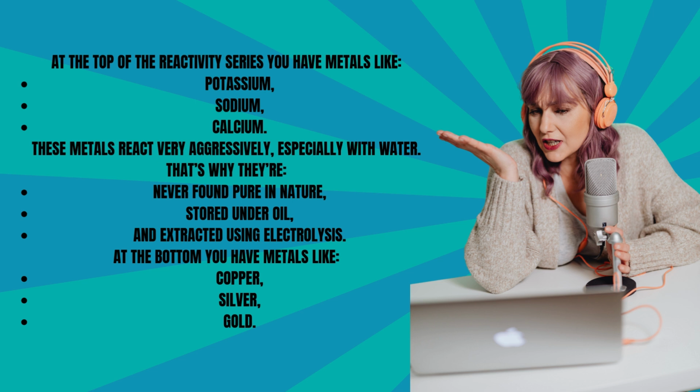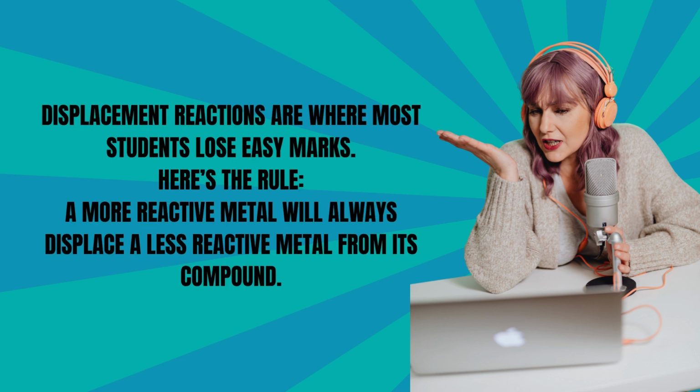Going further on to displacement. Displacement reactions are where most students lose easy marks. For example, if magnesium is added to copper sulfate, magnesium is higher in the reactivity series than copper. So magnesium displaces copper. Magnesium goes into the solution and copper is left behind. But if you tried it the opposite way, which is copper with magnesium sulfate, nothing's going to happen.